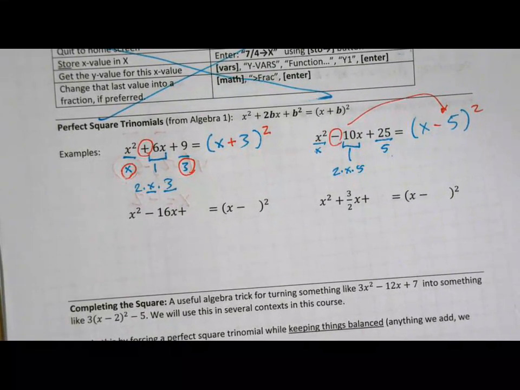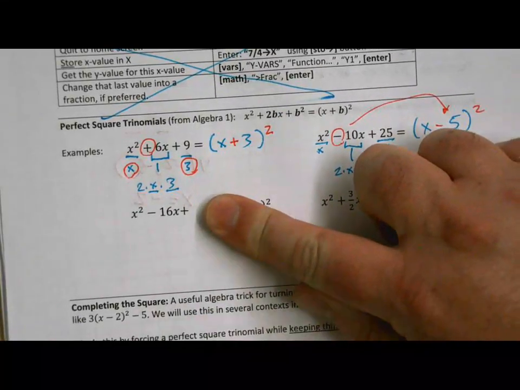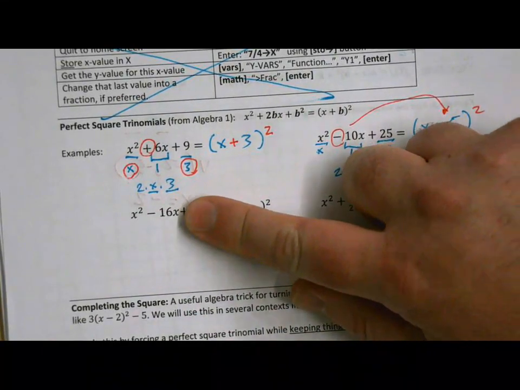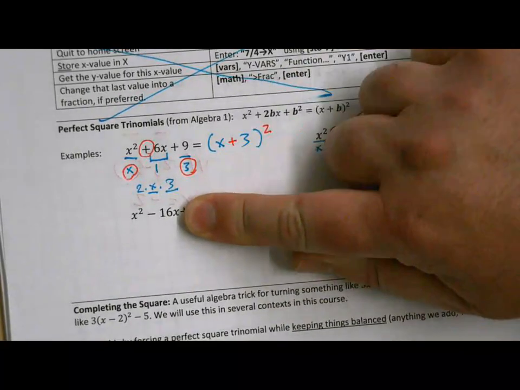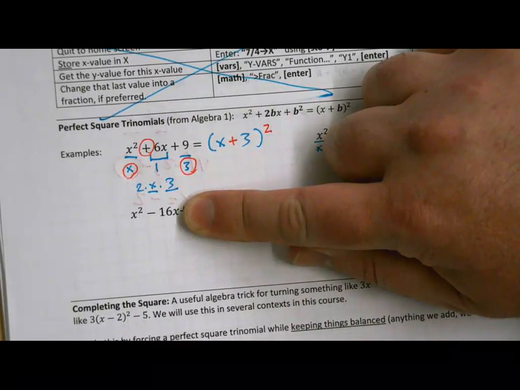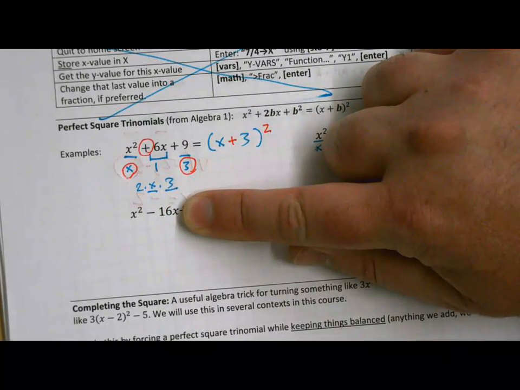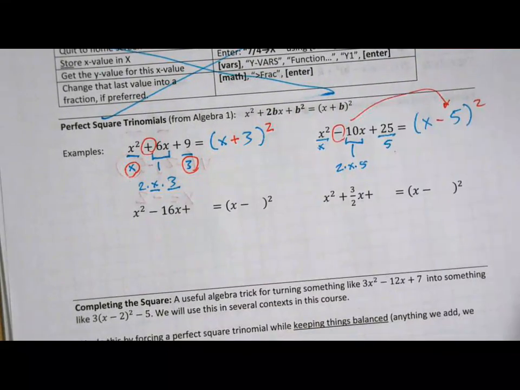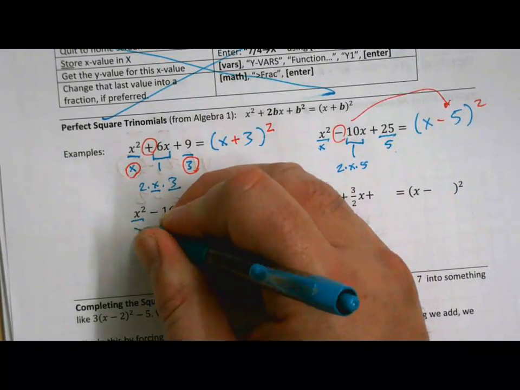So if I were to ask you to look at this right here, I'm just covering up this part of it. It's x squared minus 16x. Is that a perfect square trinomial? It is not. It's missing that last term. Could we force it to be a perfect square trinomial? Well, it does have x. That is x times x, right?